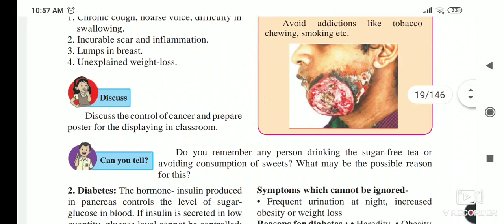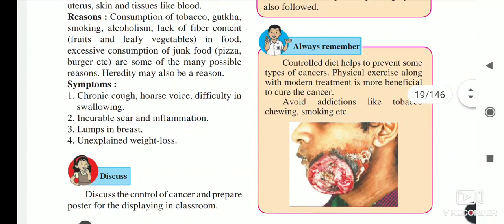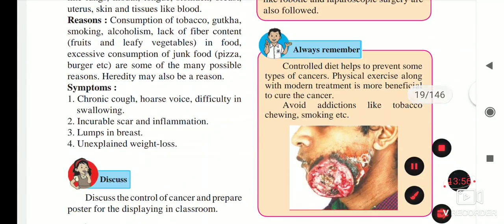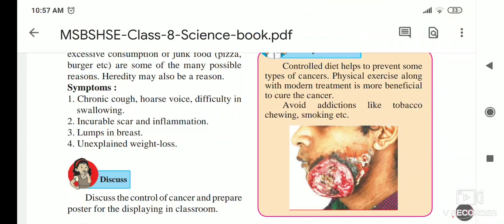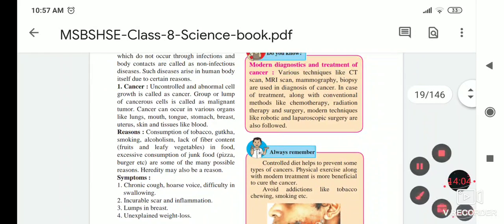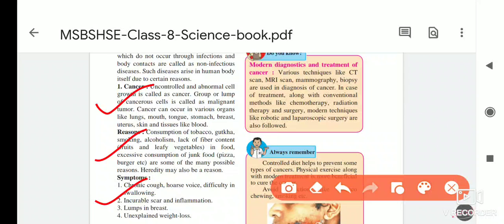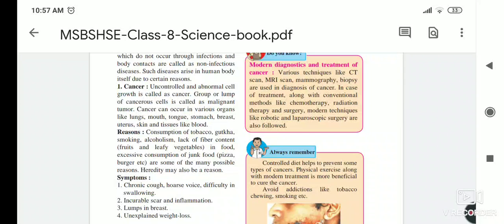And its symptoms, we already discussed: chronic cough, harsh voice, difficulty in swallowing, incurable scars and inflammation, lumps in breasts, unexplained weight loss. These are the symptoms. If you write 1 point from cancer, 1 or 2 reasons, 1 or 2 symptoms, then your short note on cancer will be ready. In this way we have to write the answers for the short note.